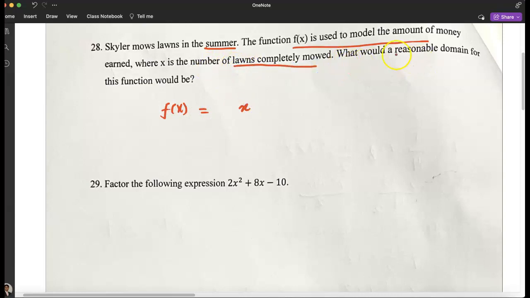What is the reasonable domain? It means what are the values of x? There's some function. We don't know what the function is. But what values can your x take? Domain is the values of x, and this is your range. And x is the number of lawns mowed. So what do you think?